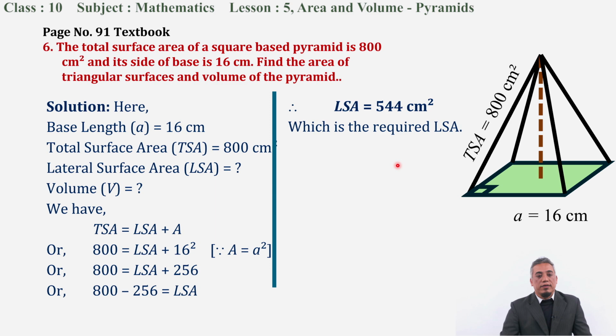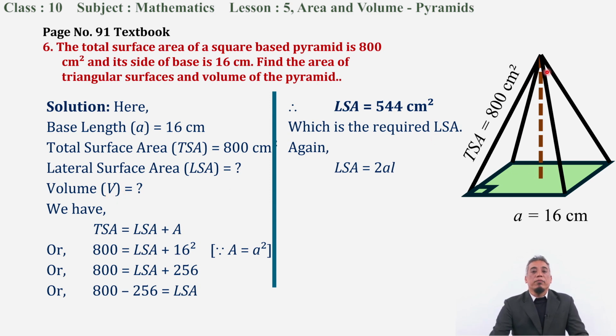Now we have to find volume. But to find volume, we need the perpendicular height, the main height of the pyramid. But we don't have that till now because A is given here and this is area, this is also area. We don't have H now. And to find H from A only, we cannot find H. So we have to find L also here. And after we find L, only then after we can find H. So L is to be found by using LSA formula.